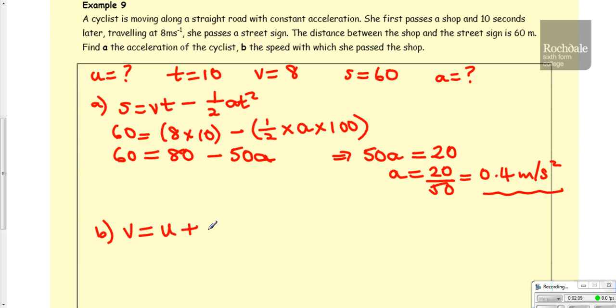So I'm going to use v equals u plus at. 8 equals u plus, I'm confident with my 0.4 being correct, so I'm going to use that, 0.4 times t. 0.4 times 10 is 4. Bring that over onto the left-hand side and subtract it. That means that our starting velocity is 4 metres per second.